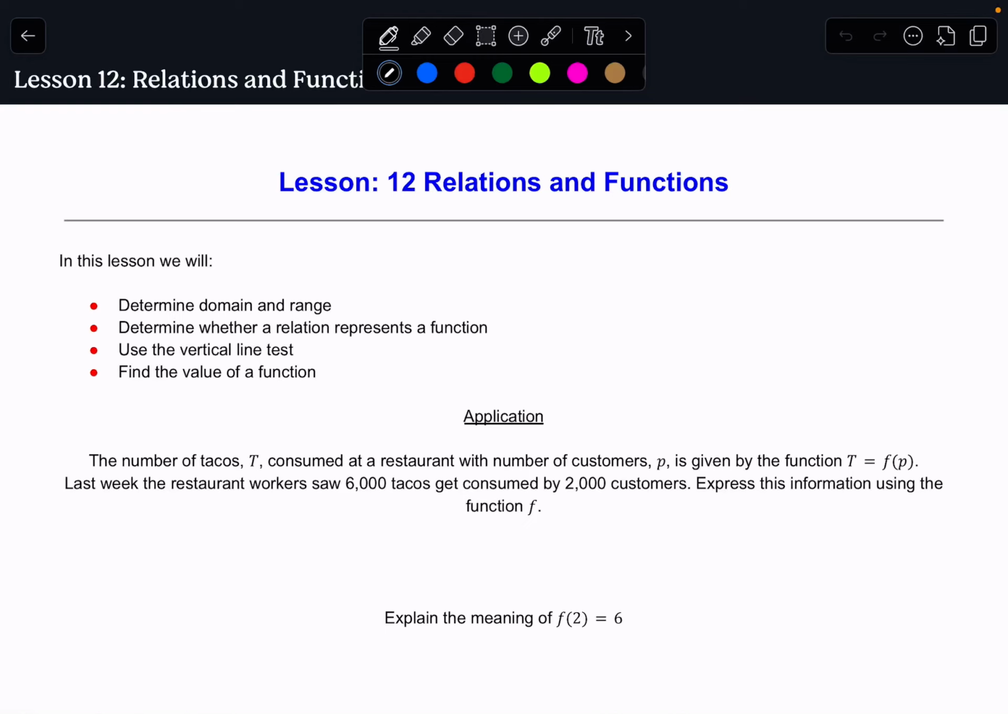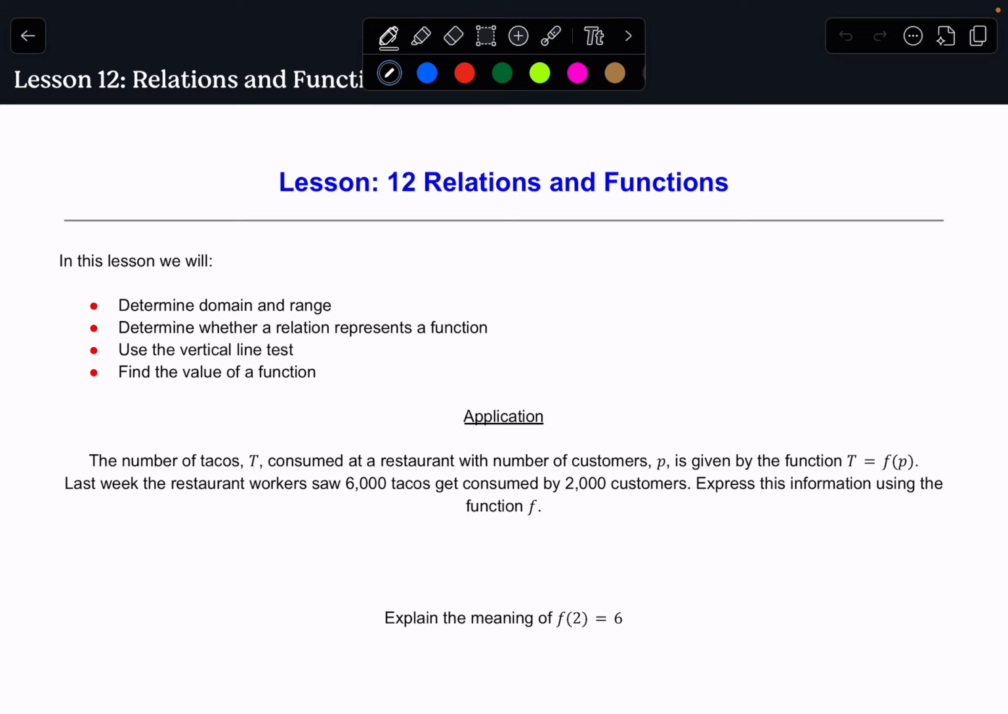We are on to lesson 12, which is relations and functions. Essentially, a relation is any combination of inputs and outputs. So we're going to have x's and y's, where x's are our inputs, y's are our outputs. And no matter what those x's and y's are, it is a relation. And we say there's a relationship between x and y.